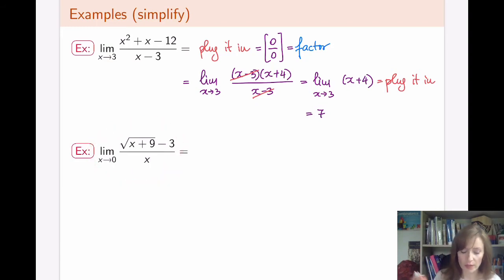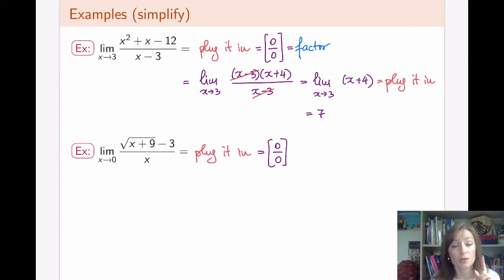And again, we have a limit. The very first thing you're going to do is plug it in just to see what happens. And here, what are we going to get? If we plug in 0, x goes to 0. So if I plug in 0 here and 0 here, root of 9 is 3. 3 minus 3 is 0. Divided by 0. So once again, I get 0 over 0.